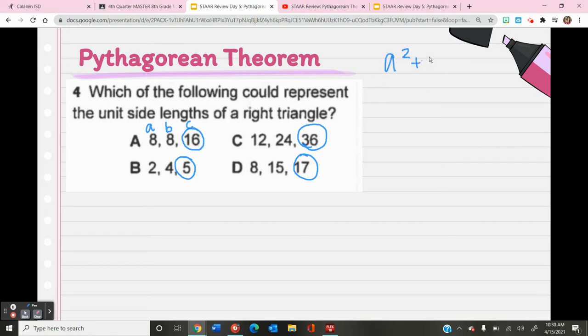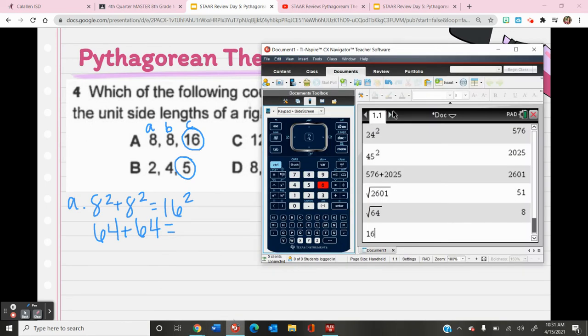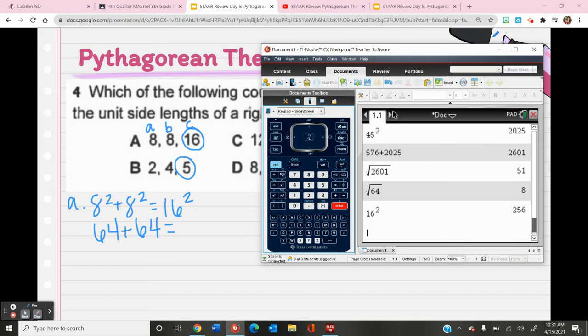So again, we're going to be plugging these into the formula a squared plus b squared equals c squared. Once we have plugged in these numbers into the formula, we want to make sure both sides equal each other. If they equal each other, then those numbers are an example of the Pythagorean theorem, and if they do not equal each other, they are not. So looking at answer choice A, we have 8 squared plus 8 squared equals c squared, which is 16 squared. So simplifying my exponents, 8 squared is 64, plus 64 equals 16 squared. So putting 16 squared in my calculator, we get 256.